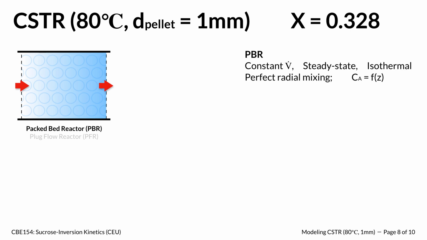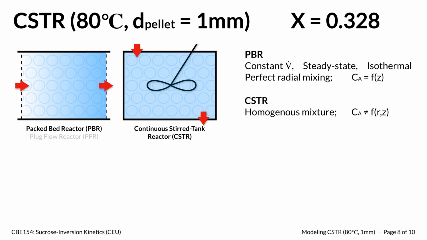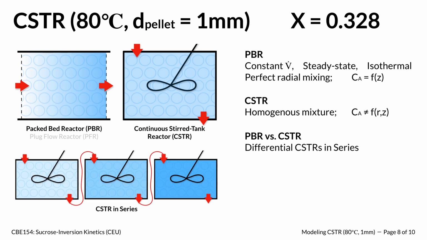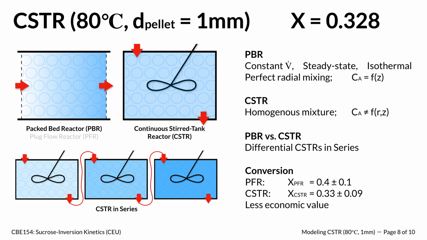While a packed bed reactor only assumes perfect radial mixing, a CSTR assumes a homogeneous mixture in which the exit stream's composition is equivalent to the overall composition of the fluids inside the CSTR. And it is noteworthy to point out that a PBR is basically an infinite number of CSTRs in series, each with a differential size. Based on our governing equation for a CSTR, which we developed and which is also shown in the appendix, our team was able to derive the conversion for the CSTR.